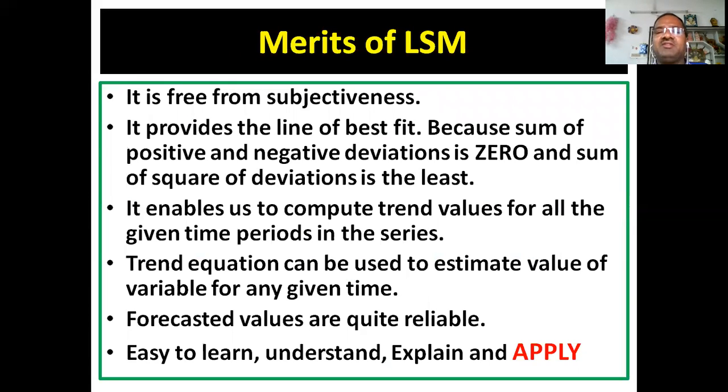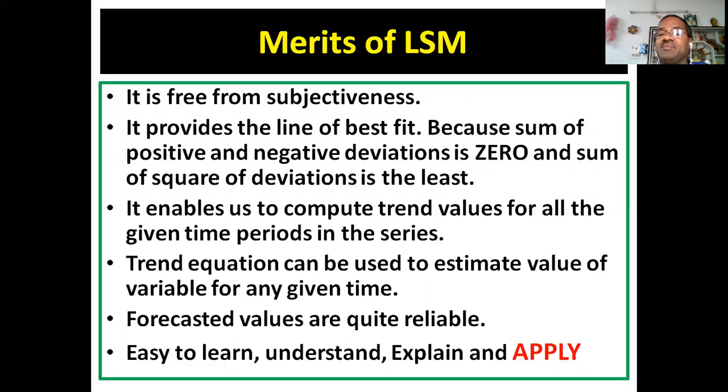Then what are the merits when you compare with the other three methods? What will be the merits or advantages of the least square method? It is free from subjectiveness. It provides the line of best fit because the sum of positive and negative deviations is zero. This must be underlined and kept in mind by the students. It's a very important point, because the positive and negative deviations in the least square method sum to zero.